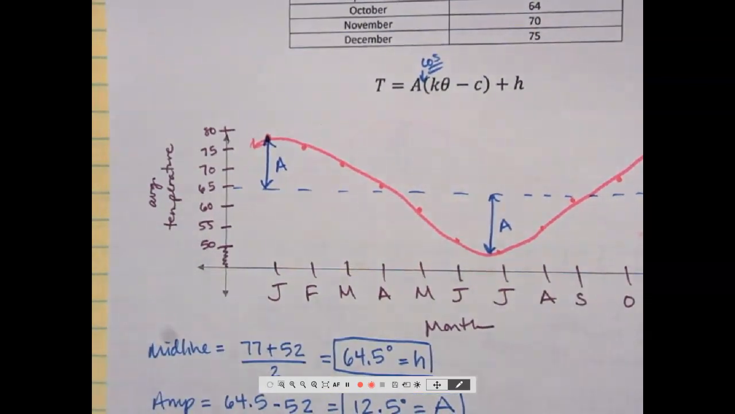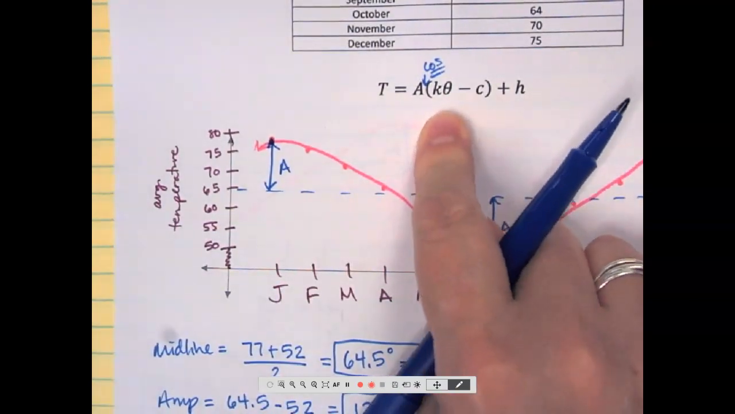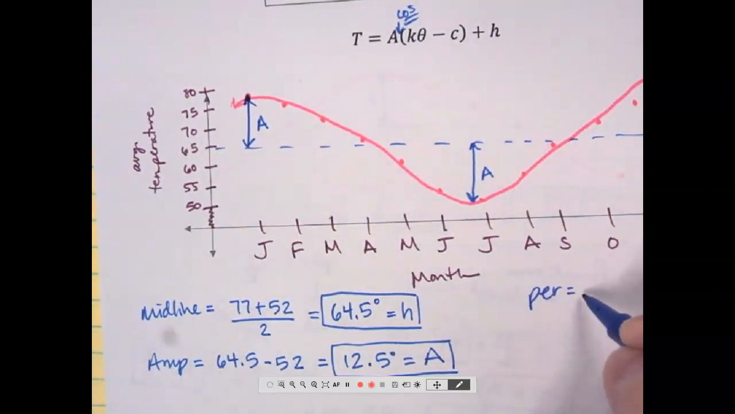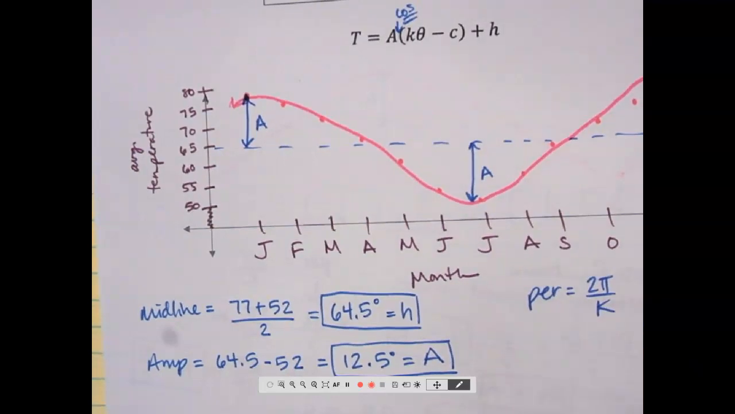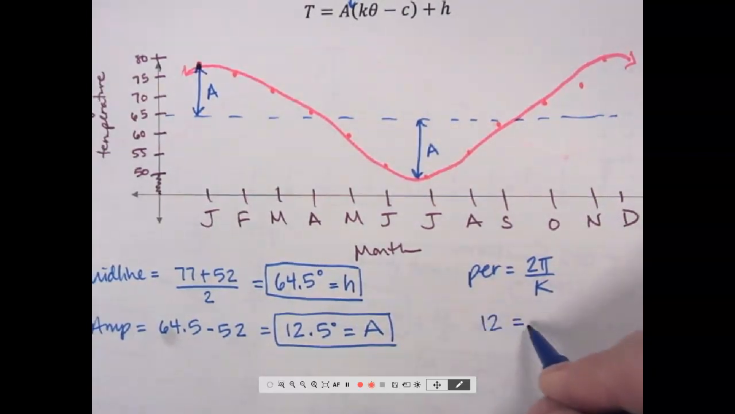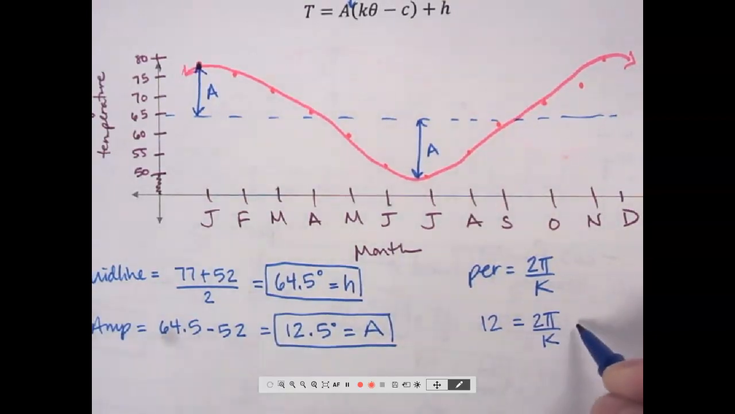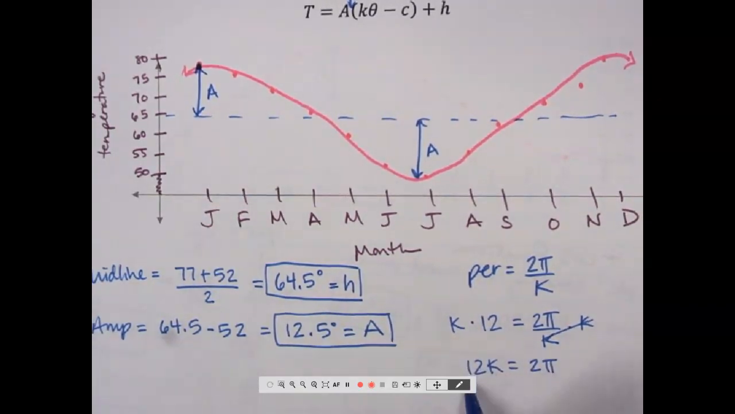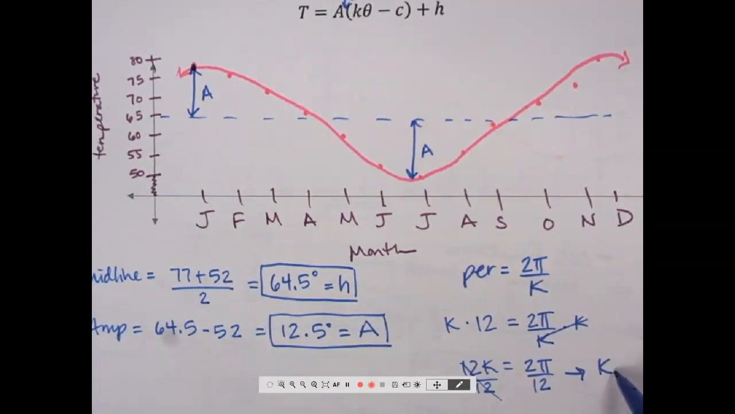Okay, I found the H value, I found the A value. Next, let's find the K value, which is reflected in the period. So if I say period equals 2 pi over K, what is the period of this graph? How long before this graph repeats? 12 months. So 12 equals 2 pi over K. Multiply both sides by K. 12K equals 2 pi. Divide by 12. And K equals pi over 6.